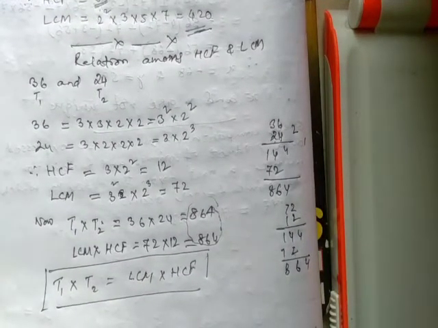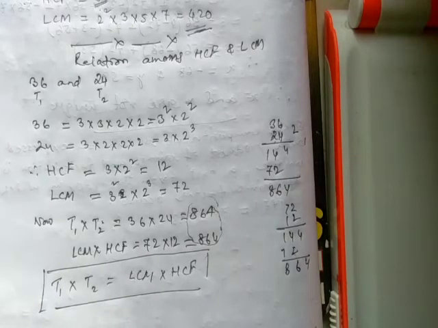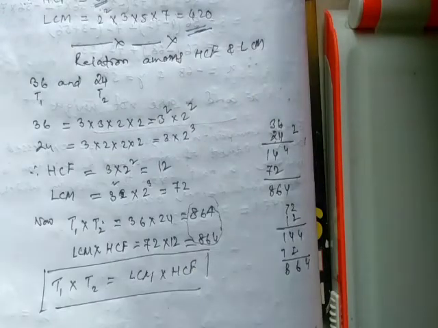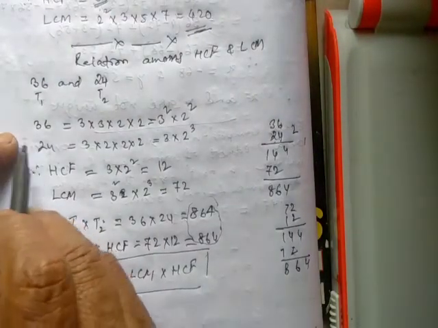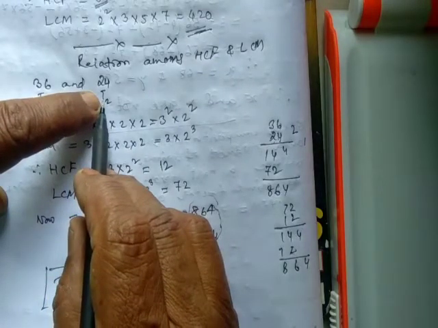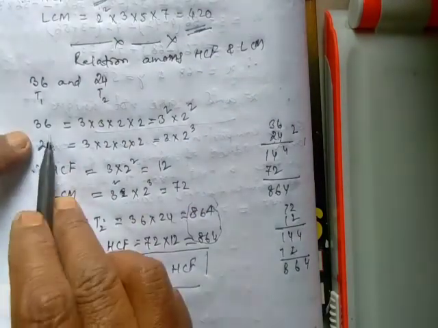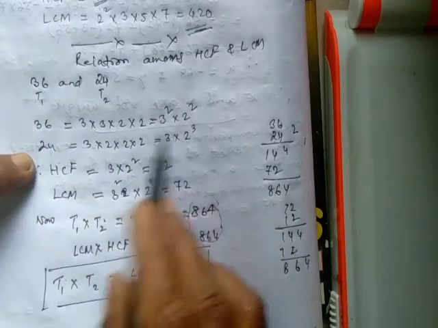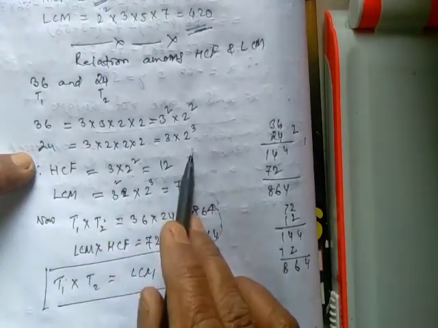To establish the relation between the LCM and HCF, I have taken two numbers, 36 and 24. 36 I have named T1 and 24 as T2. Now 36 into prime factors is coming like this, and 24 as well. Common factor it is.